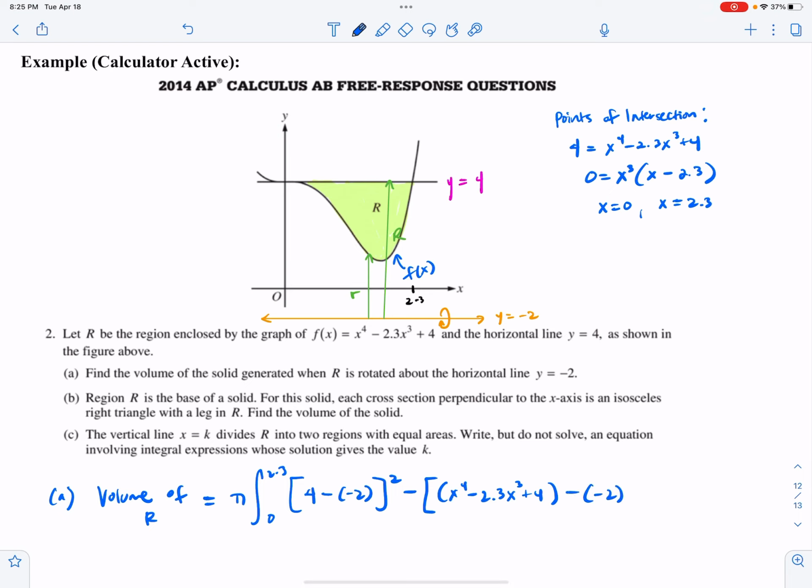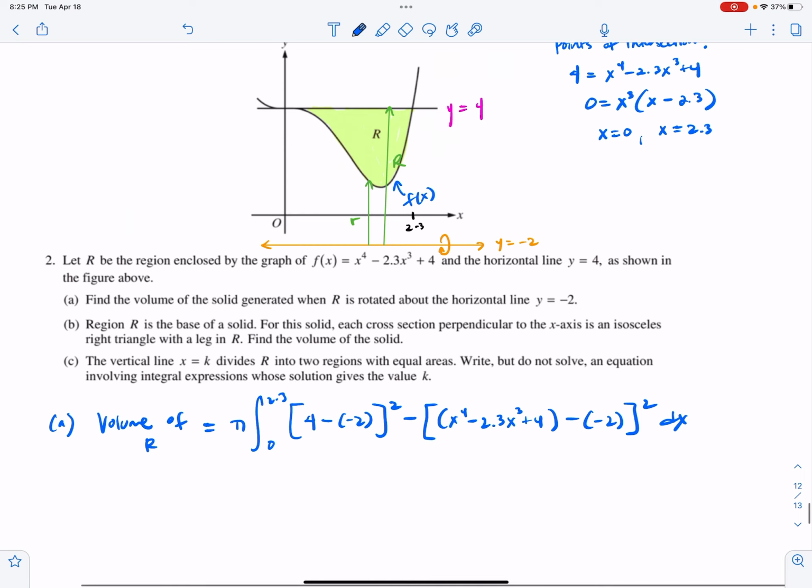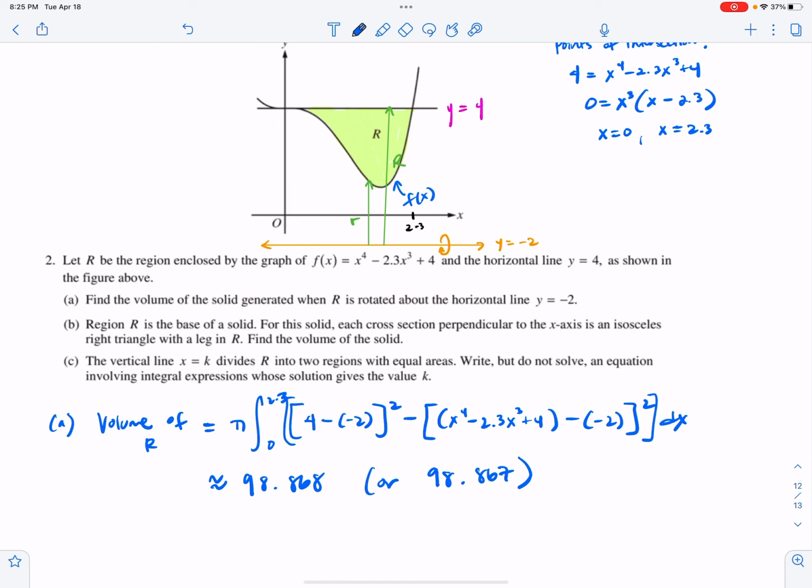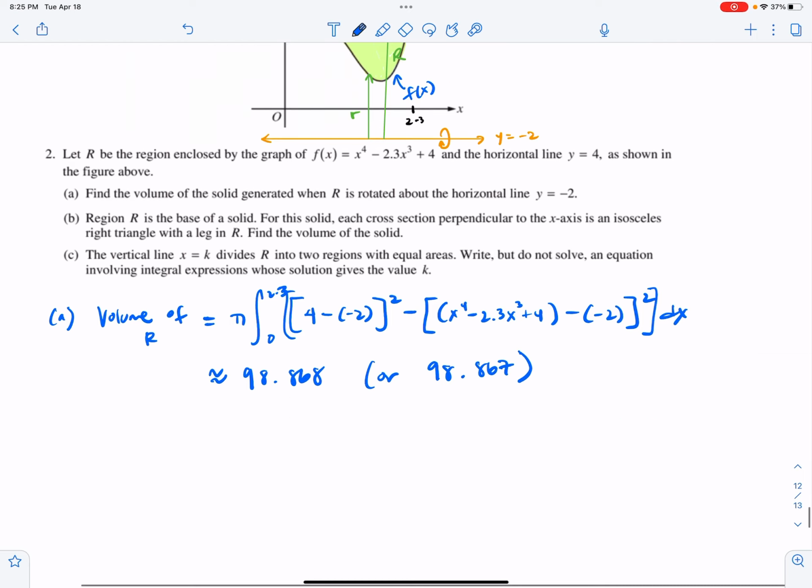Minus negative 2 squared dx. Okay, could add one more set of grouping symbols there. And then you are typing that into your calculator, and they will accept 98.868 or 98.867 is what the rubric said they would accept.